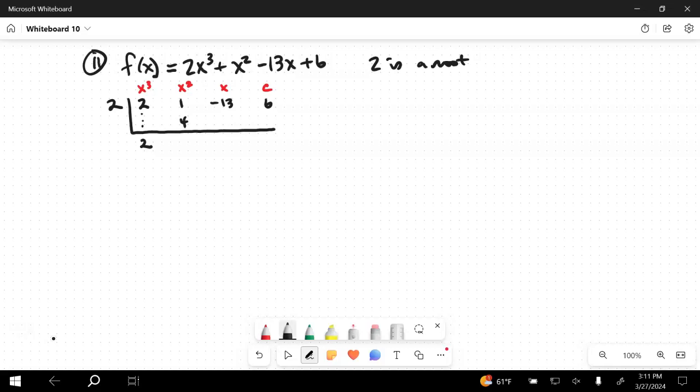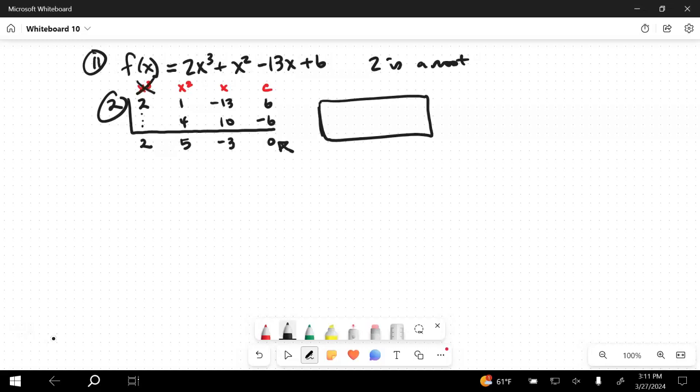2 times 2 is 4. Write in the next available position, add down. 2 times 5 is 10. It's going to leave behind negative 3 when I add down. And 2 times negative 3 is negative 6, and a remainder of 0. That is not a surprise because we already knew that 2 is one of the answers we were going to need for our master list.